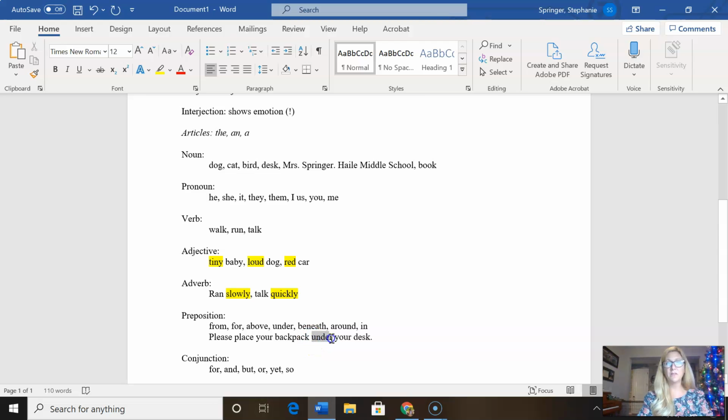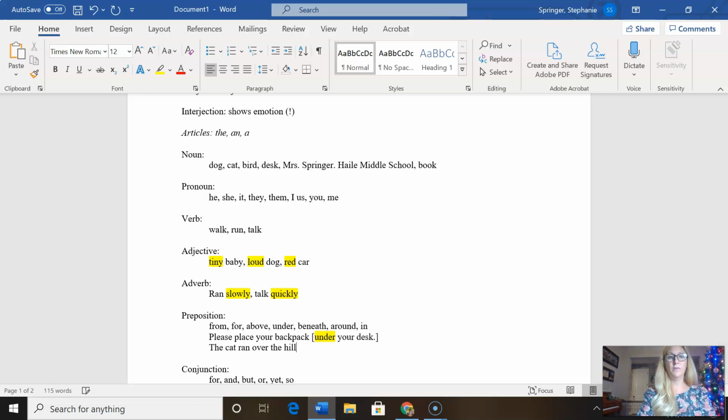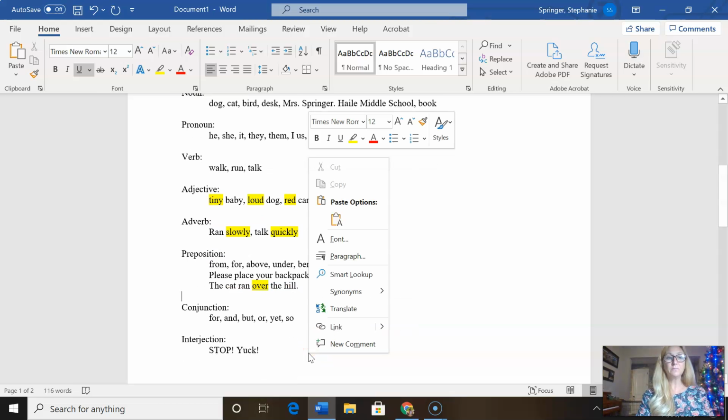Under is going to be our preposition, and then we have things called prepositional phrases. You find your preposition, this whole thing right here, that is going to be our prepositional phrase. But under is your preposition. So if I say, the cat ran over the hill. All right, where did the cat run? Again, we're showing location, we're showing relationships of words. Over. That is going to be our preposition.